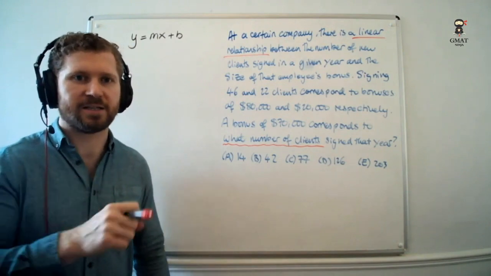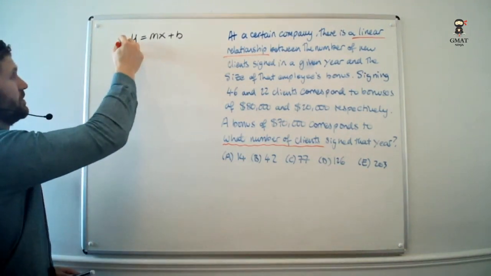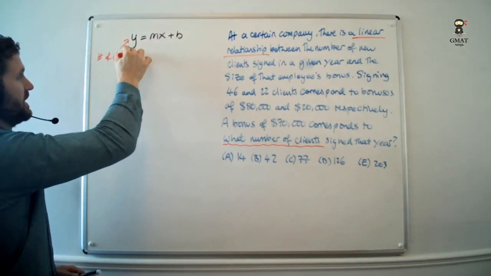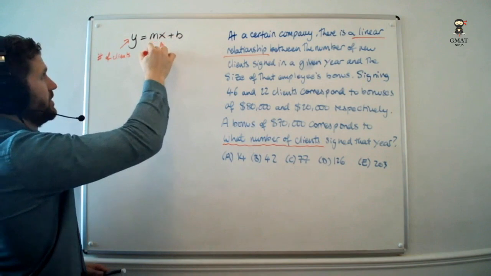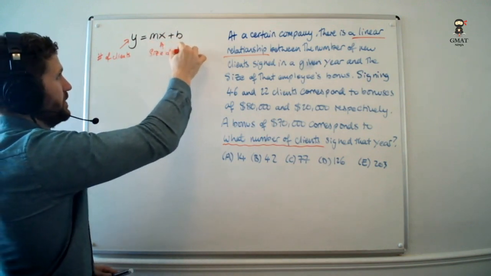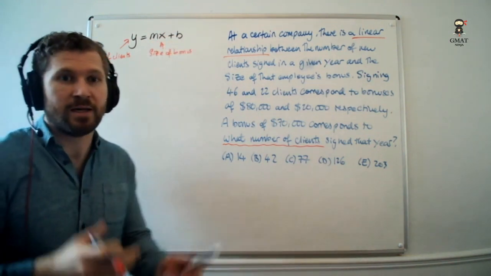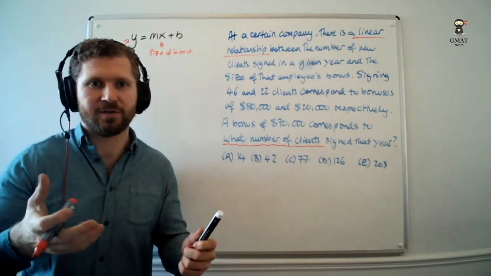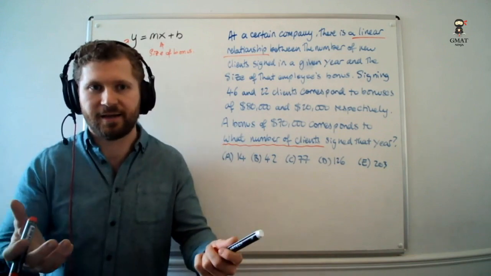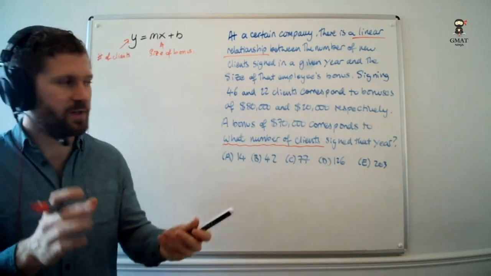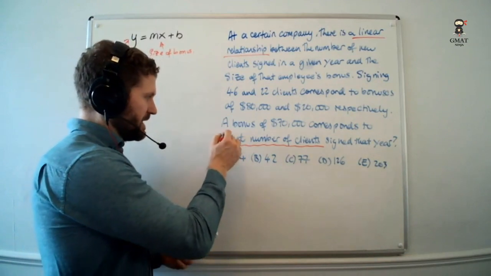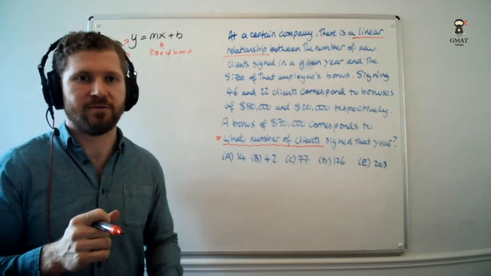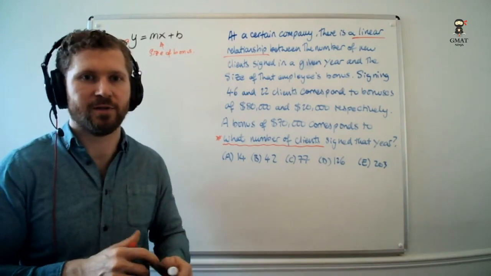Because that's what the question's asking, I'm going to make the y value in this relationship the number of clients, and the x value the size of the bonus. Now, if the question had told me to make the x value the size of the bonus or the number of clients, I'd have done that. I'm given the freedom to choose which one I want to be which. And because the question asks for the number of clients, that's what I'm going to make my y value. It just makes the algebra a little bit more simple later on.